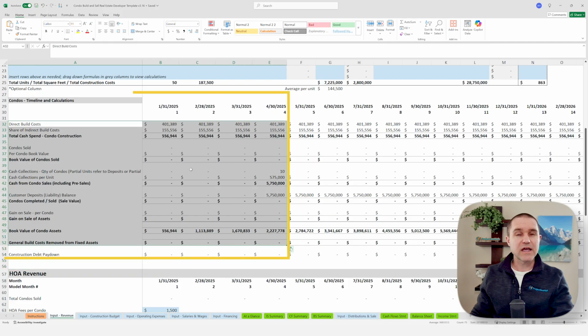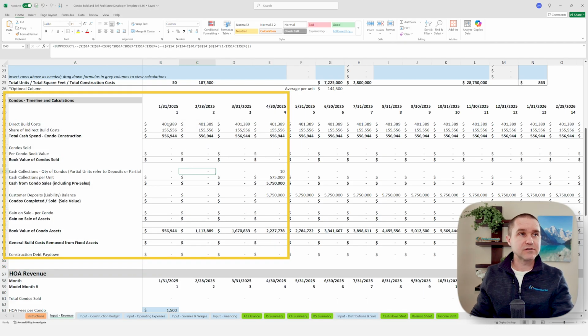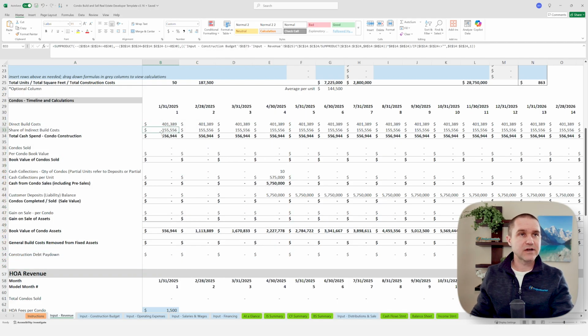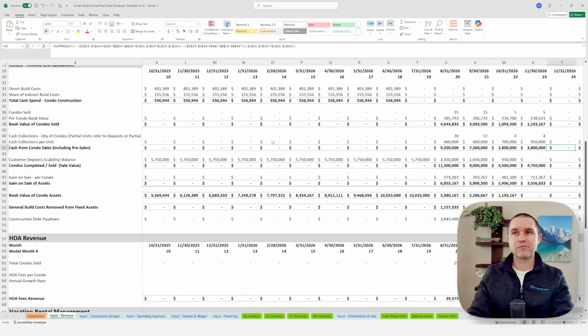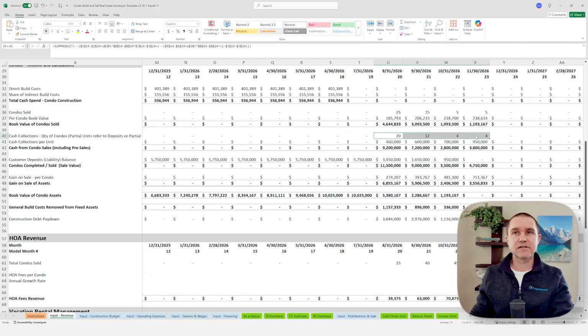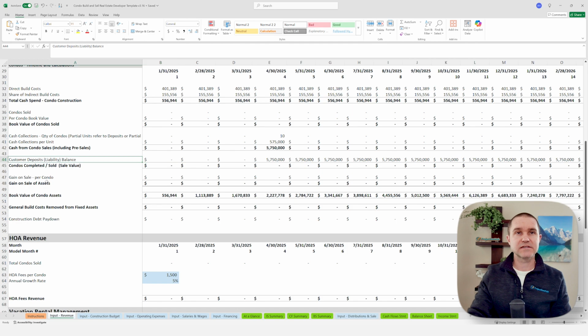So we've got a whole bunch of calculations here you can see, such as direct build out costs and indirect costs. You can see here's the cash collection from condo sales. So say we pre-sold a portion, right? And so we collected that cash, and then let's say we sold the rest of the units here. So we can see the cash coming in from those condo unit sales based on the assumptions that we had in there. We can see the customer deposits. So we collected customer deposits. You'll also see the book value of the condo asset.